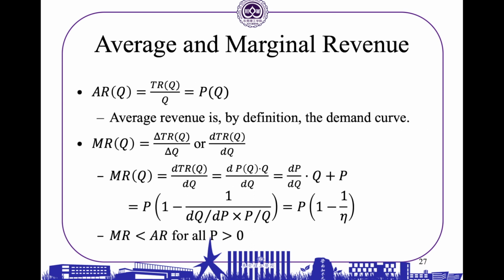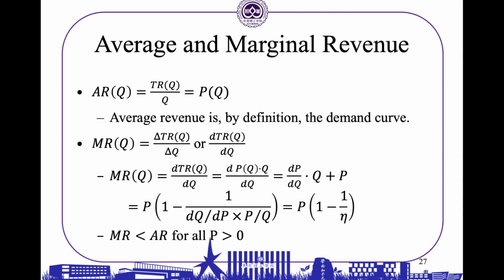The firm cares about the average revenue and the marginal revenue too. Average revenue is defined as total revenue divided by quantity sold, which is by definition the demand curve. Marginal revenue is defined as the change of total revenue divided by the change of quantity of sales. We can rewrite it into price times 1 minus the reciprocal of price elasticity. This is convenient for our following analysis.